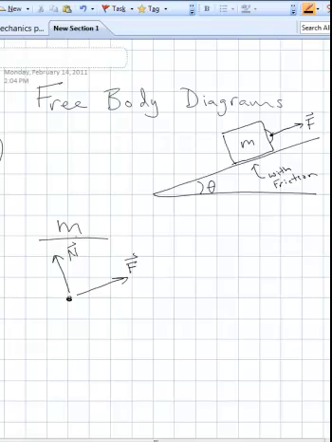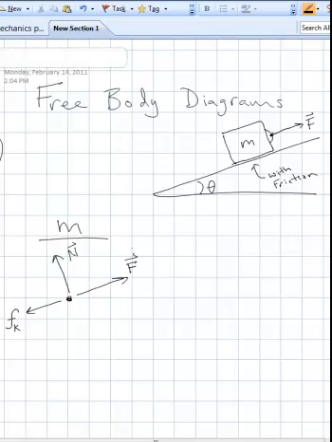So if the mass is sliding up the inclined plane, then the force of friction is going to be down the inclined plane. We usually use a lowercase f for the force of friction, and since this mass is moving, we call that kinetic friction. I'm going to put a little k there. That's kinetic friction between the mass and the surface.